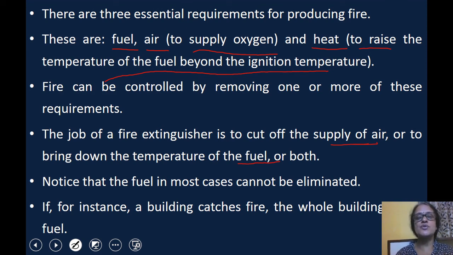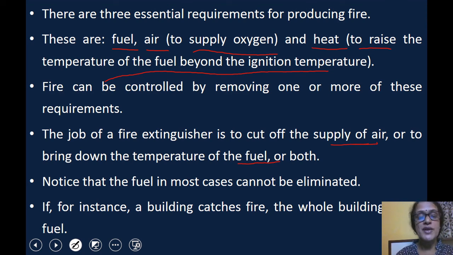Children, again I would like to re-explain this thing. There are three essential conditions for the process of combustion to take place. What is the first condition? The first condition is the presence of a combustible substance. If a combustible substance is not there, there is no question of fire. Second thing is the supporter of combustion, which is oxygen, and oxygen is supplied through air. And the third condition is the ignition temperature.